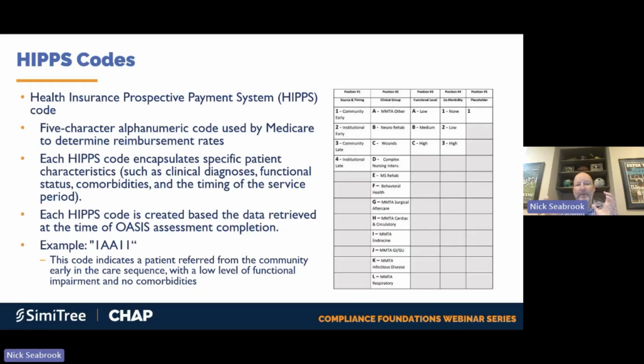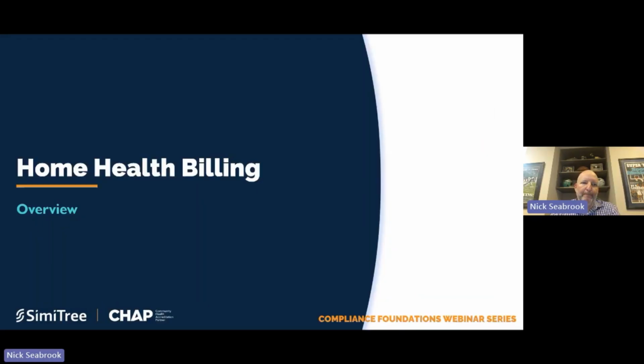The other piece that's important to note here is that Medicare is going to automatically generate the HIPS code for you. You're going to bill with the HIPS code, but Medicare automatically generates it based on the information they have from the OASIS and also from the Common Working File to determine the source and timing: community or institutional, and early or late.